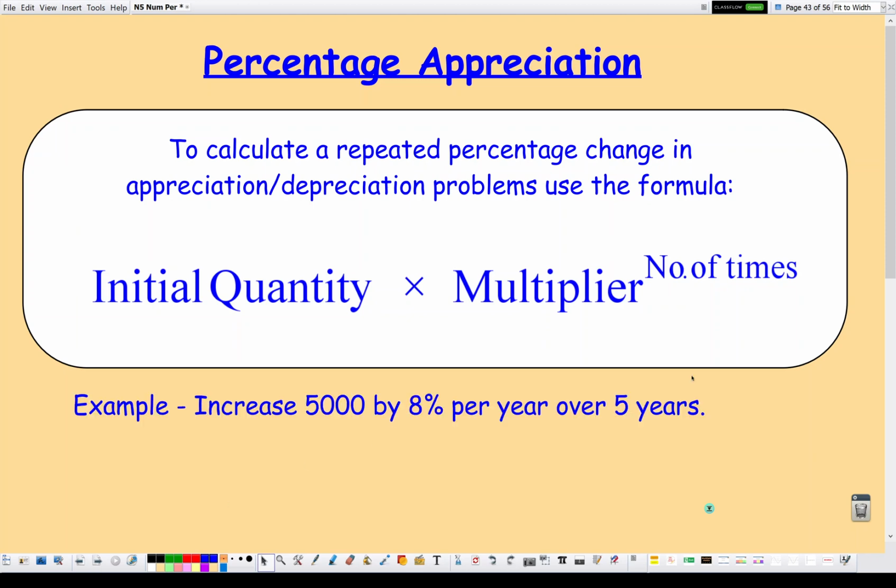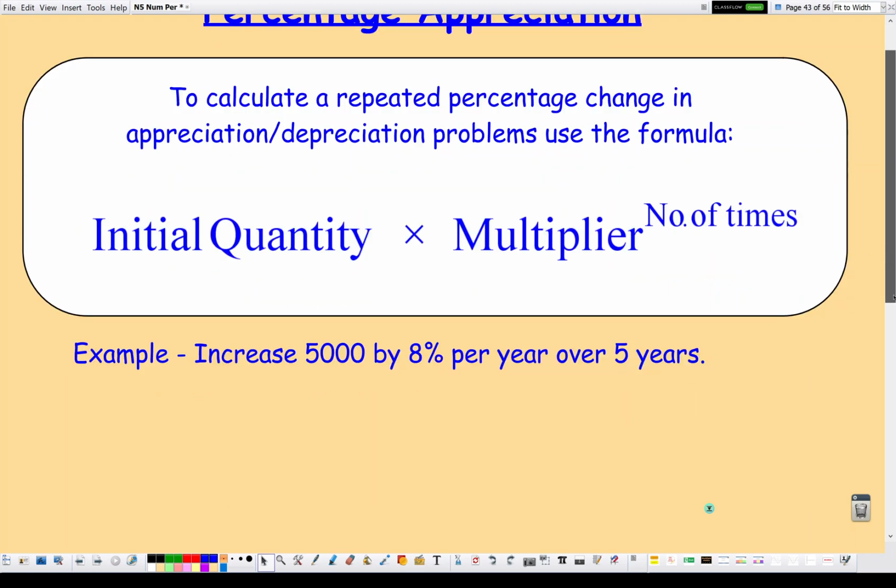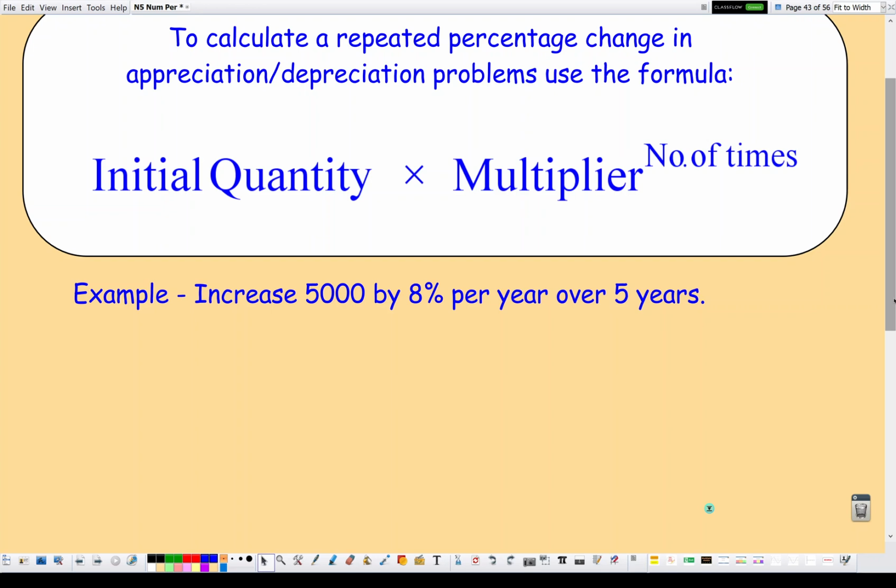And we'll do a little example underneath. The example I want you to copy down is simply: increase 5,000 by 8% per year for 5 years. If we're doing it the long way, this would take us ages. We'd have to find 8% of 5,000 and add it on, that'd be the end of year 1, then 8% of the new value, then add it on, then 8% of the new value. That would just take all day. So we're going to use this formula and it's going to take us much, much less time.